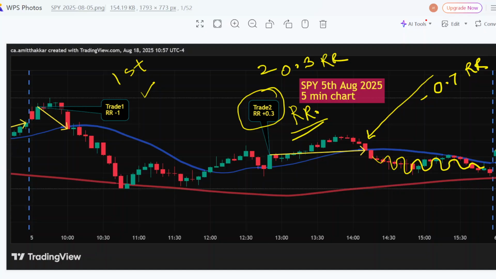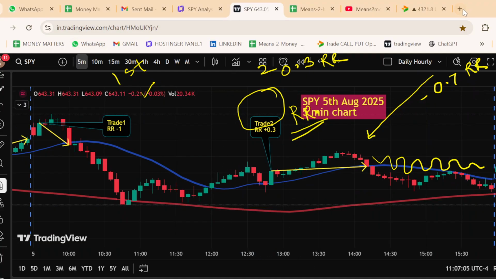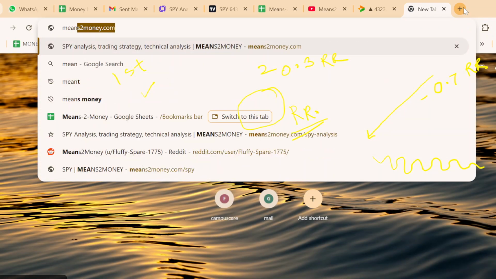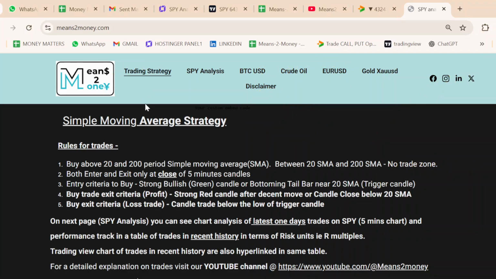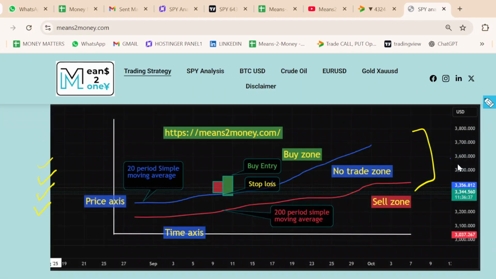Now these trades have been updated on our website. If you look at the website, I'll show you exactly where it has been updated. The first page is basically where our trading strategy is explained in detail, with a stepwise explanation. If you go a little bit lower on the website, you will find a chart which shows the strategy explained pictorially.